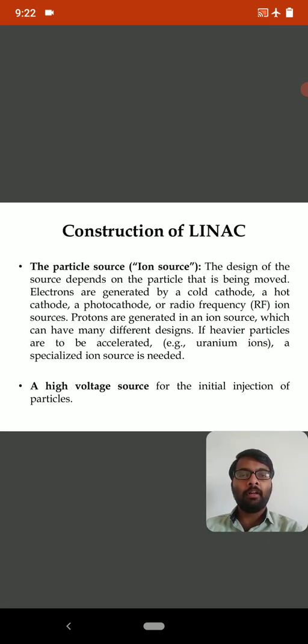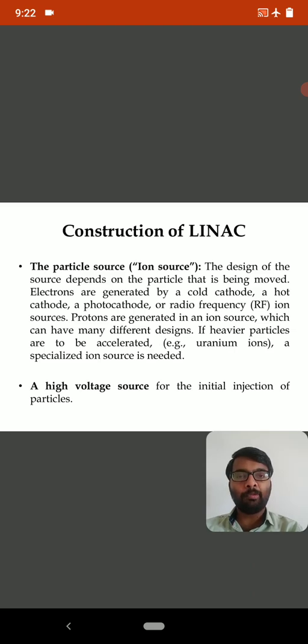Now if you look at the construction of this LINAC which we have discussed, the first component is the particle source or the ion source, which is also called the injector. The design of this ion source depends on the particle that is being moved. Means depending upon our experimental requirements, we can use different types of ion sources.